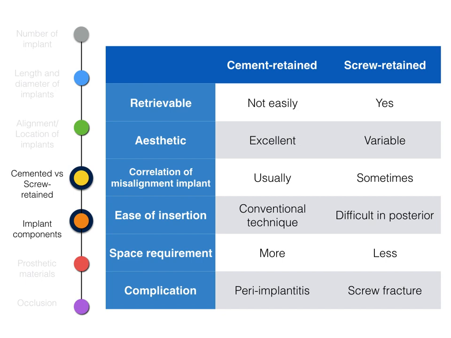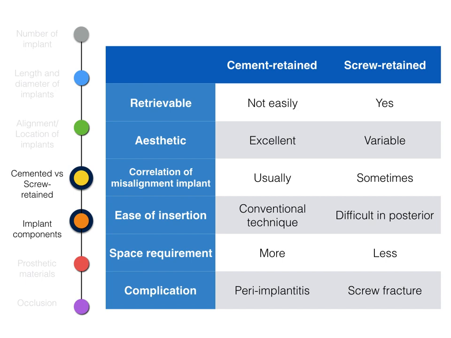When we deliver the crown, the cement-retained crown will be more familiar to the clinician because the procedure is almost the same as delivering a crown on a natural tooth. However, the screw-retained is a little bit more difficult. The space requirement of the cement-retained will be more than the screw-retained.